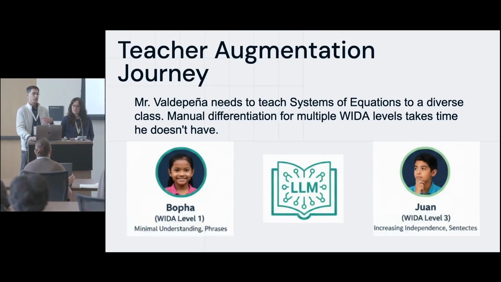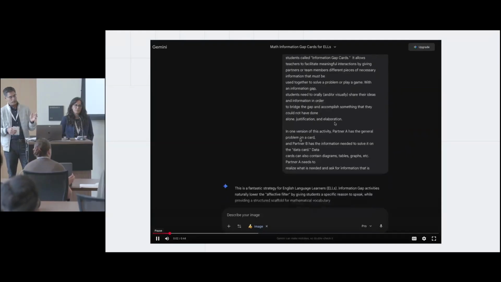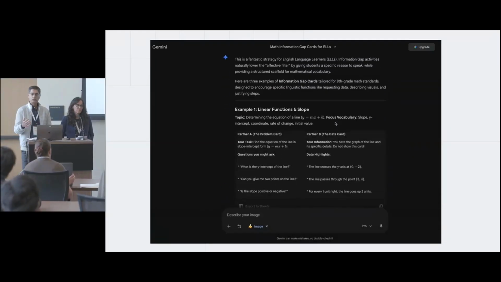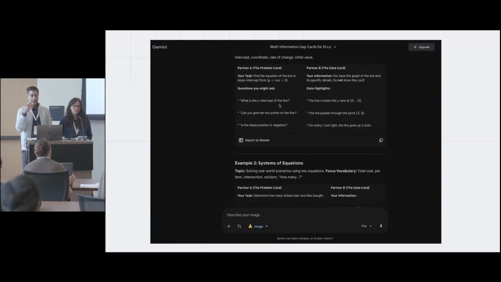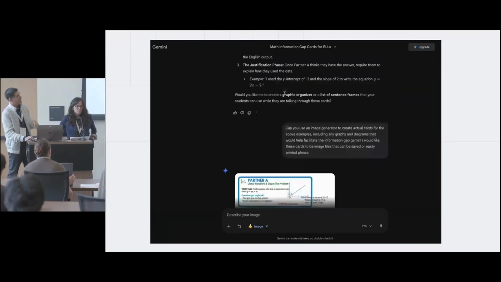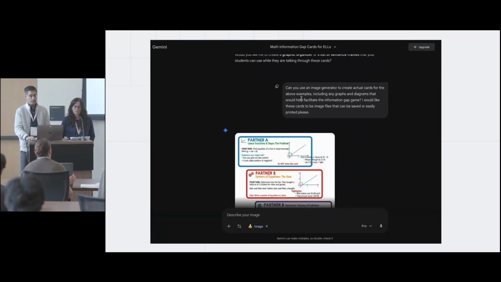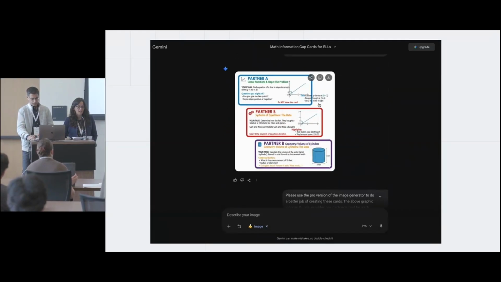It's simple to state, but it's actually quite time-consuming to implement. So let's see if we can use an off-the-shelf LLM like Google Gemini to help us do this. Here we have a video demonstrating this prototype. We can prompt Gemini to say we're an 8th grade teacher teaching English learners and describe the information gap activity. It gives us some example problems and tries to create this conceptual structure of a problem card and a data card without actually producing usable cards themselves. We can further prompt the LLM to use an image generator and also to create visual cards. We can ask it to shorten sentences and to simplify tenses.